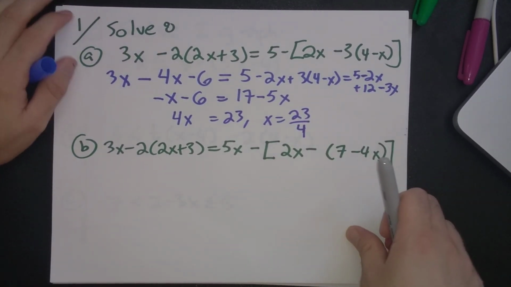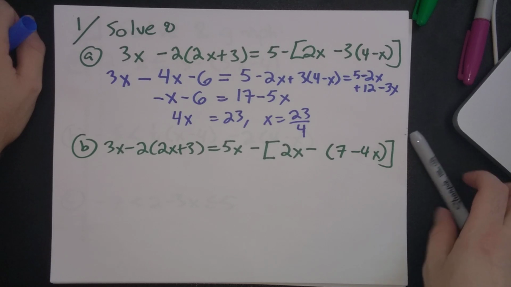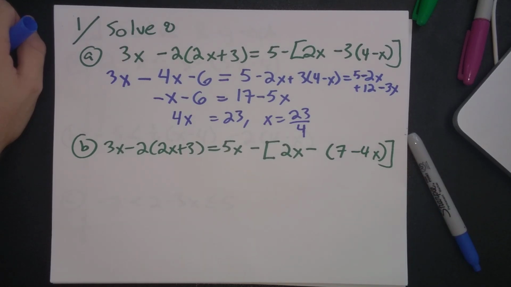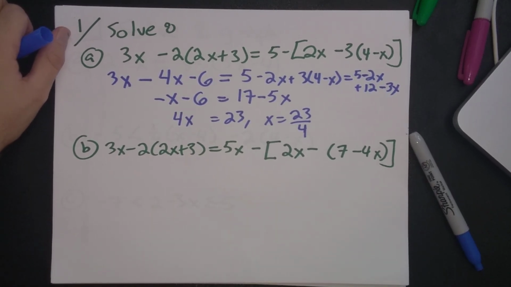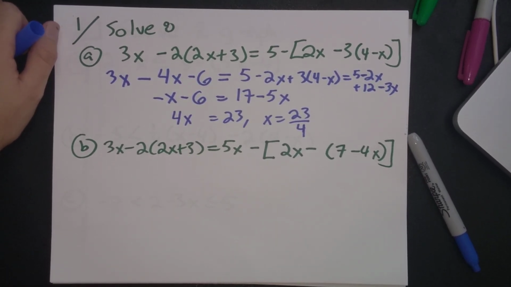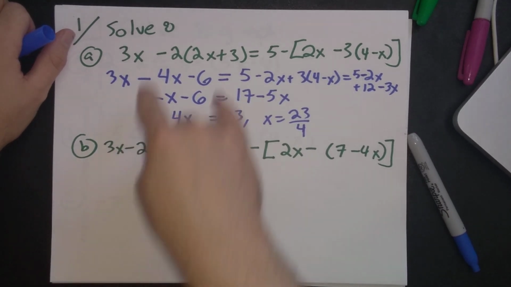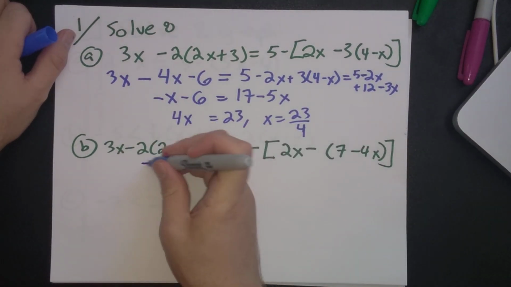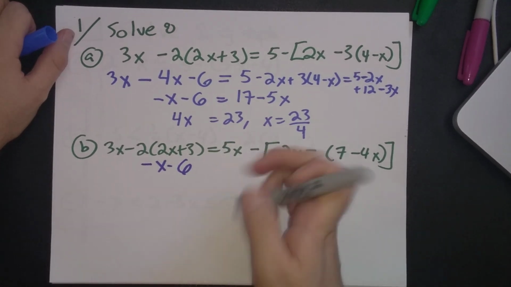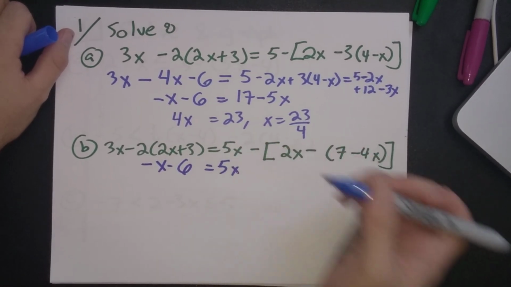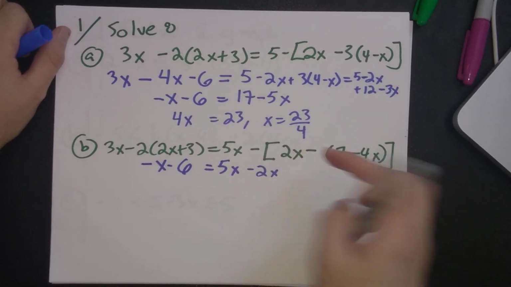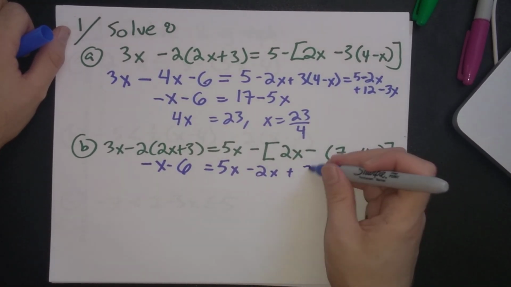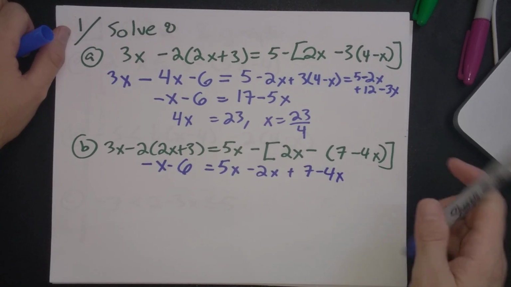If you want to check your answer, you can just plug in 23 over 4 in for x in the original equation. Second part is similar. Let's start off just by realizing the left side is the same as before. So it's just minus x minus 6. On the right we have 5x minus 2x. Minus times minus is plus 7 minus 4x.